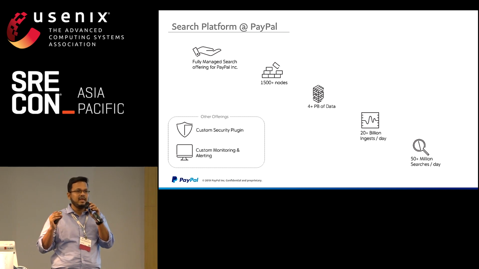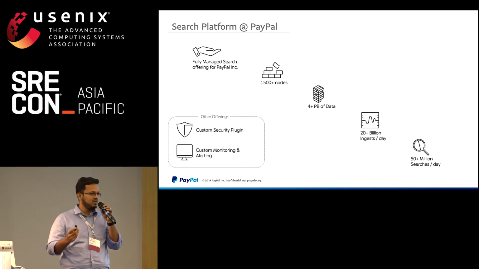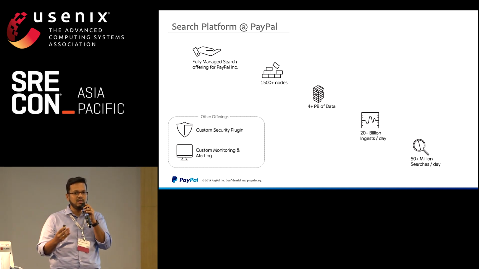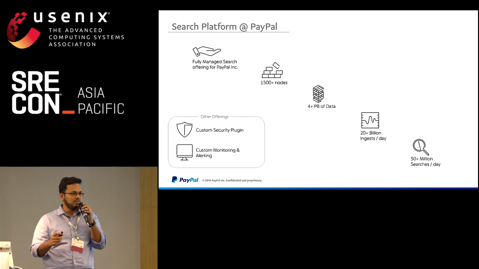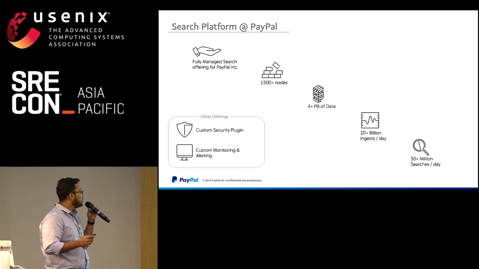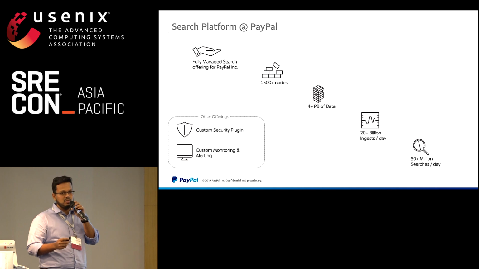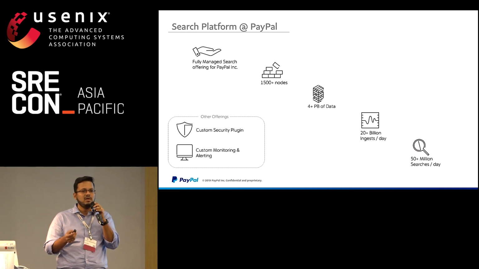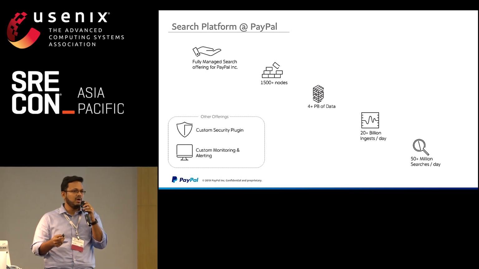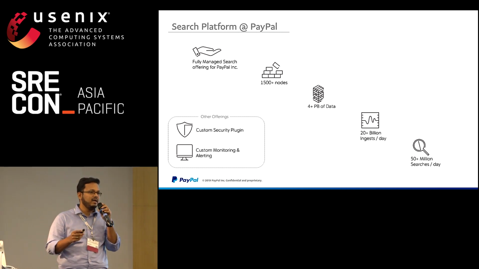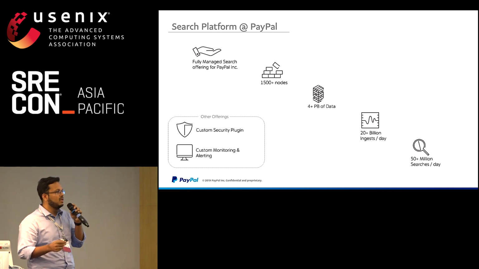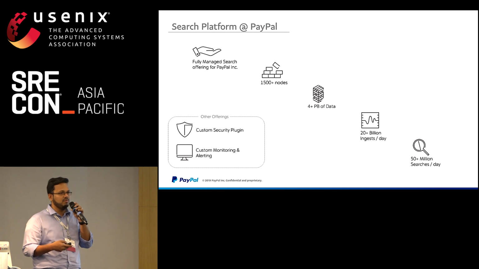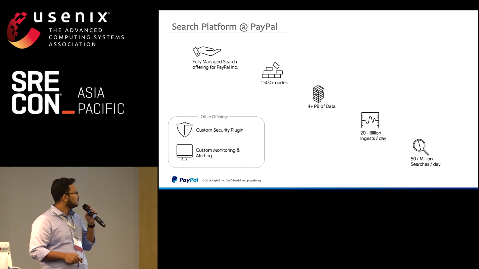So the existing paid versions of what Elasticsearch provides did not quite work for us, both in terms of cost and the features that we needed. So we had to build something on our own for that. And then we also had to build some custom monitoring and alerting solution that plugs into the overall PayPal ecosystem. What Elasticsearch and the ecosystem provides kind of works, but it's a little difficult to integrate into your existing monitoring and alerting systems. So we built our own. Those are offerings that we provide as part of the search platform within PayPal.